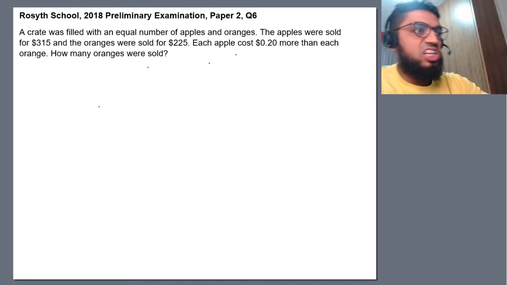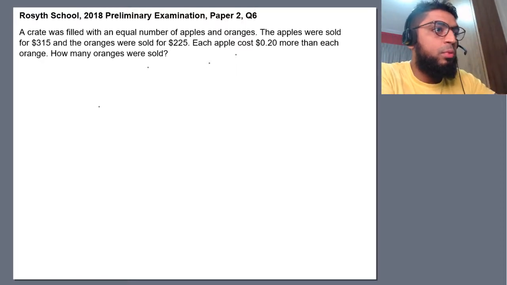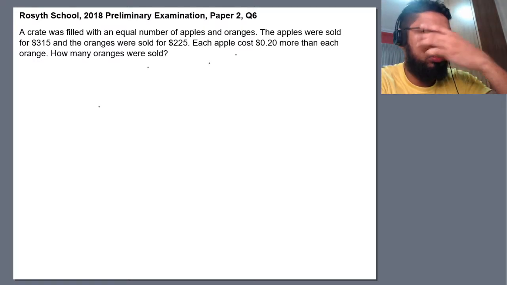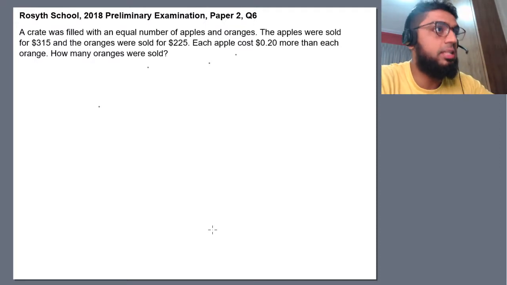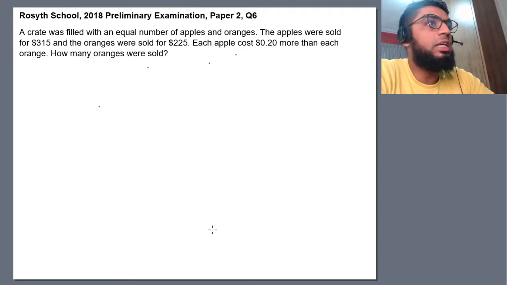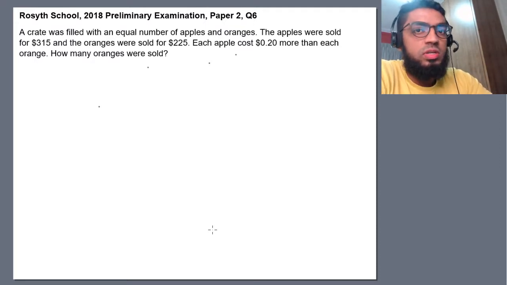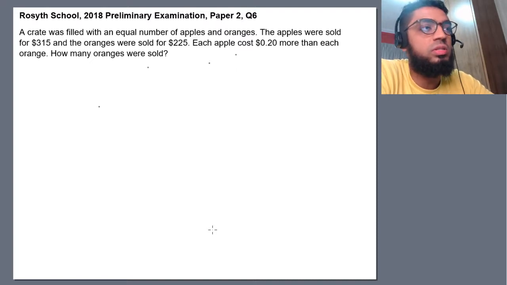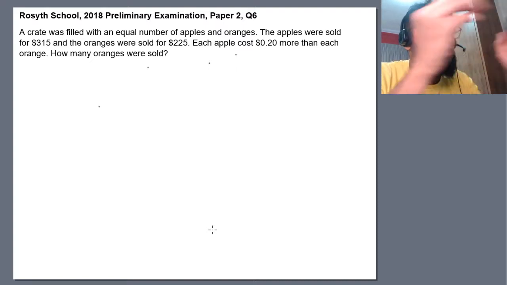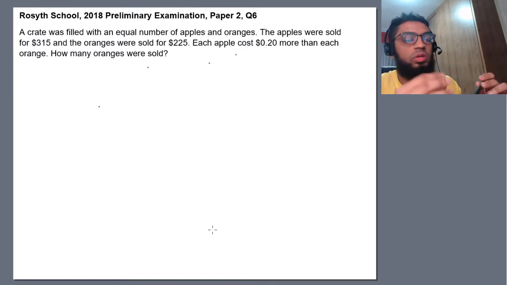Okay, let's discuss this Primary 6 preliminary examination question for mathematics for the problem sums. This is actually taken from the Rosyth School in 2018. A crate was filled with an equal number of apples and oranges. The apples were sold for $315 and the oranges were sold for $225. Alright, so let's pause here a bit before we read on.